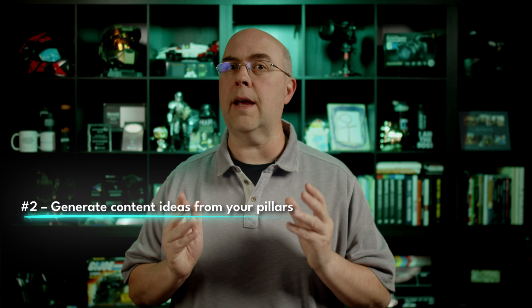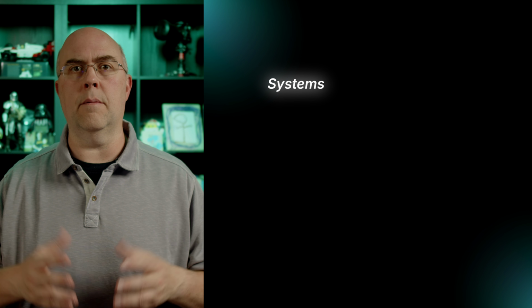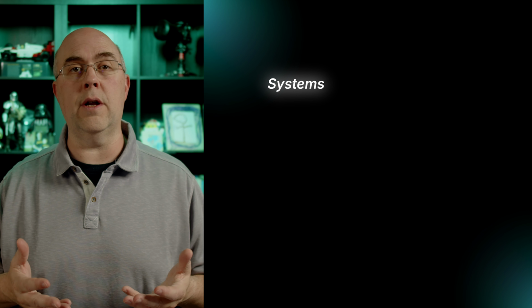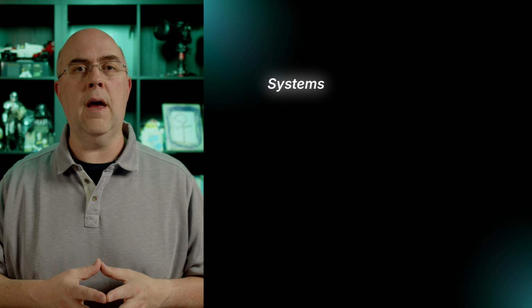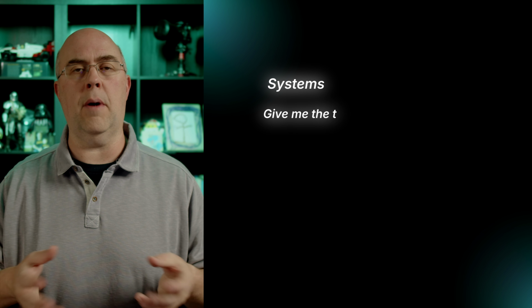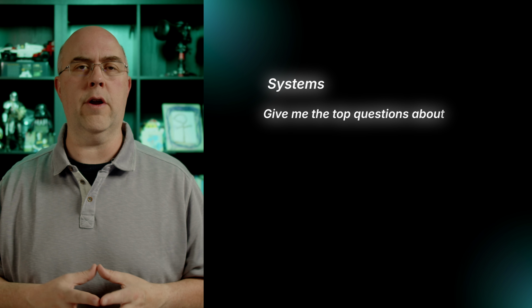The next step is to take each pillar and generate content ideas. So how do you do that? Use this simple list. Think about your particular pillar. So like with mine, it could be systems. So you can basically go into ChatGPT or AI of your choice and say, give me the top questions my ideal customer has about whatever your pillar is.